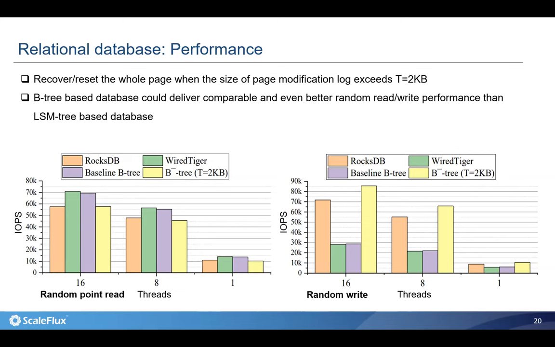This is because we use logging space to record the page modifications, and we need to recover the page by reading the log in order to read the record, which causes additional overhead. But for random write, our B minus tree has much improvement compared with baseline B-tree and WiredTiger, and actually it is better than RocksDB also. This is because we use the three aforementioned techniques to reduce write amplification, which can be directly translated into performance.